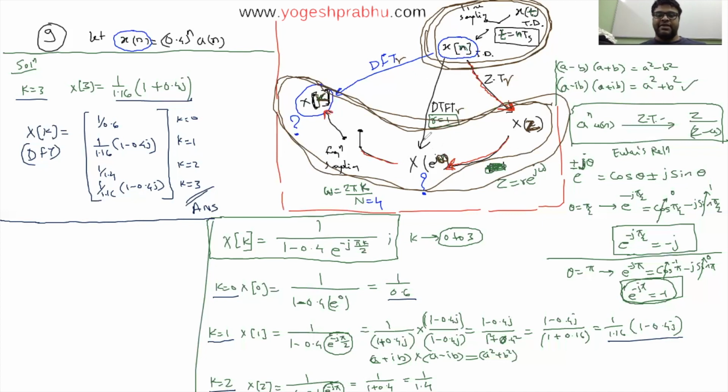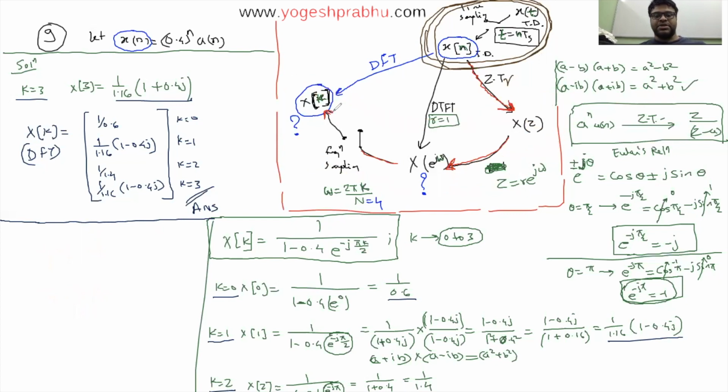Now these three frequencies, they're all related. Like Z equals e to the j omega. That's the relation of Z and omega, and R is also there. Then omega is equal to 2 pi k by n. That's the relation of omega and k. So we basically made use of all these relations, and from x of z, we have reached till x of k. That's what we did here.